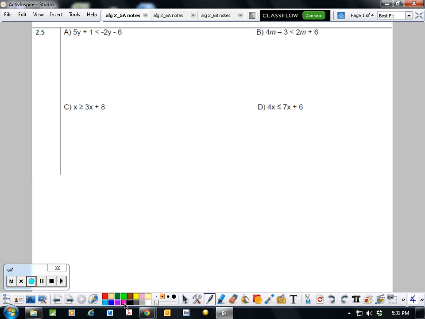everything around. So on my inequality, I'm going to move the negative 2y. And since it's a negative 2y, I'm going to add 2y to both sides. And so now a 5y and 2y becomes 7y. I have the plus 1, less than, and then this is a negative 6. So don't forget that negative that comes down with it. And then I'm back to the two-step equation.